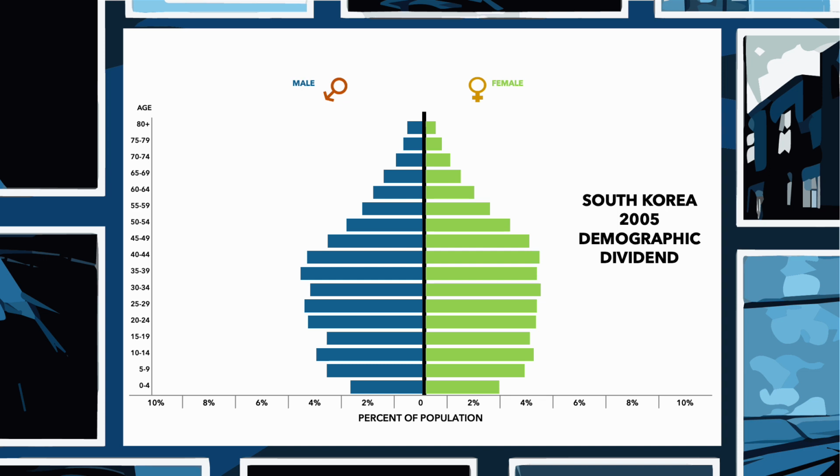Then we jump ahead 3 decades, and we see a transformed South Korea. Lots more workers relative to youth or elders. That sought-after diamond shape when, demographically speaking, your society is super-empowered with labor.